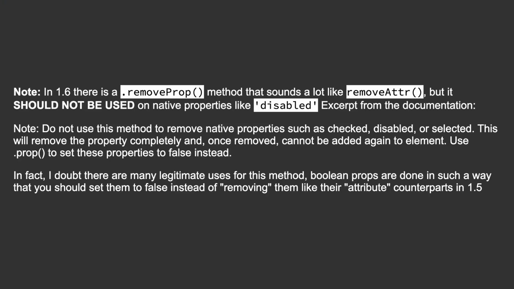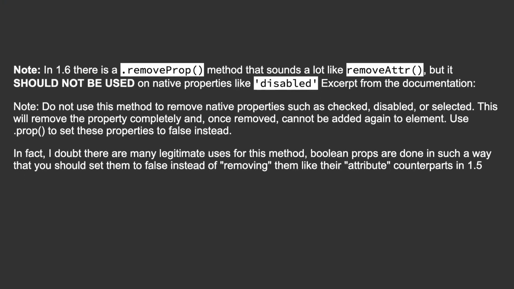In fact, I doubt there are many legitimate uses for this method. Boolean props are done in such a way that you should set them to false instead of removing them like their attribute counterparts in 1.5.